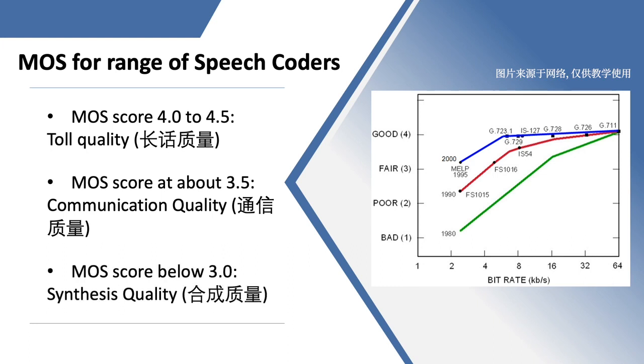A MOS score below 3 is referred to as synthesis quality. At this time, the reconstructed speech generally has sufficient intelligibility, but the naturalness and speaker confirmation are not enough.